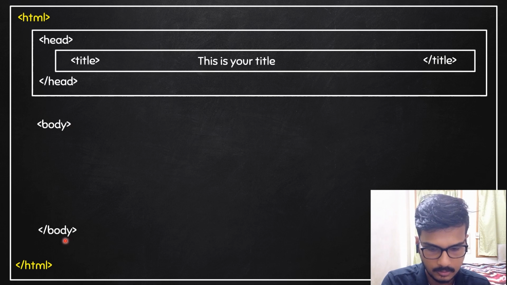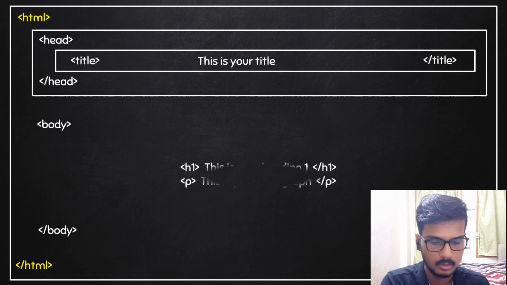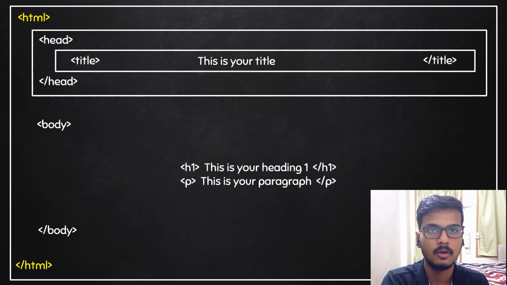Inside the body tag you can use any of the tags like headings, paragraphs, images. They don't have to be in a specific order. You can use them any way you want. But you have to understand the order of elements that are to be placed in an HTML document.